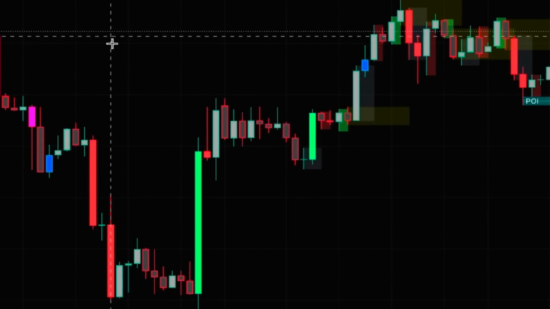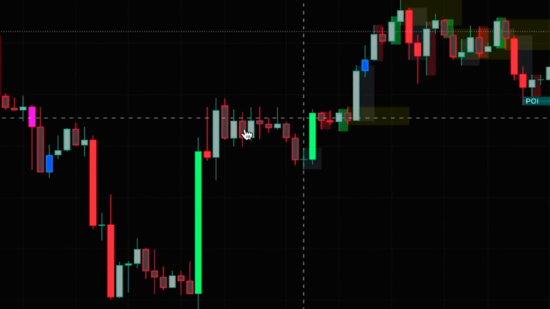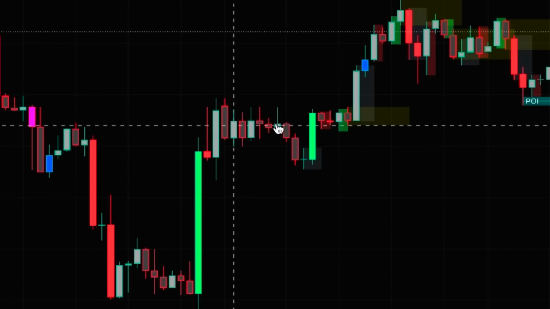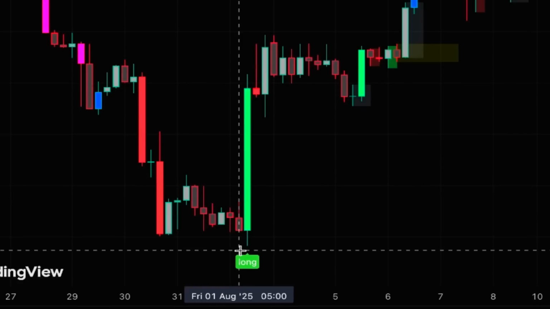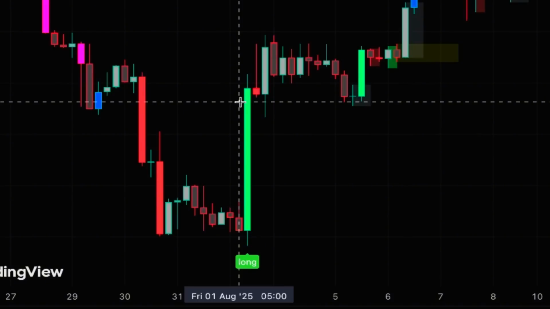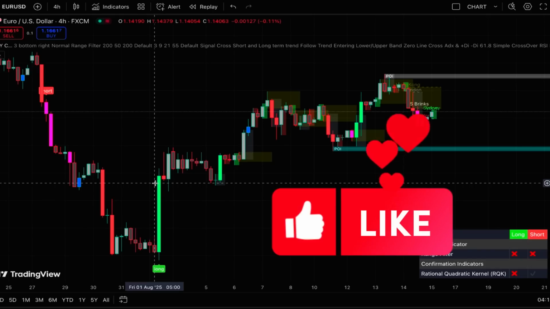And in times that the candles are gray, like here in this part, it shows that the price is moving flat. The color of the candles can help us with more confirmation. For example, when we have a long position signal and at the same time the candle is also green, it shows that we have a strong upside momentum, so further confirming our buy signal.